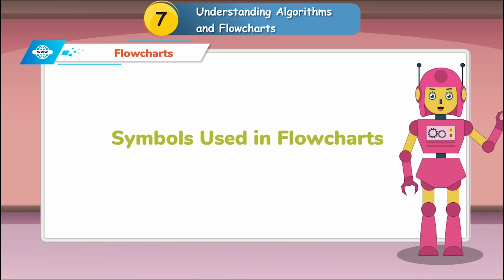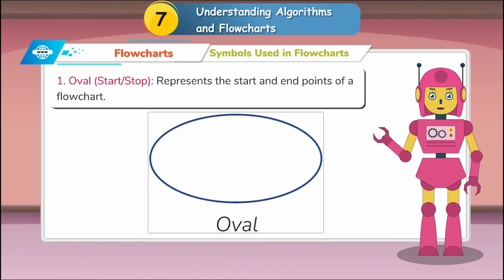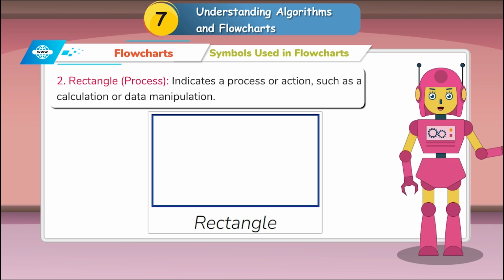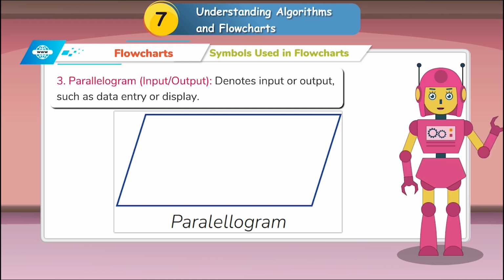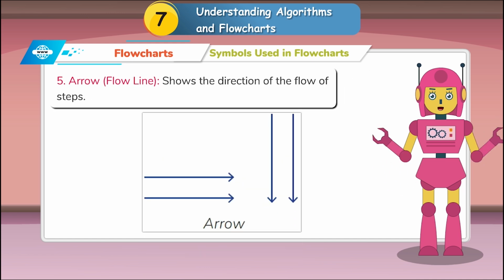Symbols used in flowcharts. Flowcharts use standard symbols to represent different actions. 1. Oval, start-stop, represents the start and end points of a flowchart. 2. Rectangle, process, indicates a process or action, such as a calculation or data manipulation. 3. Parallelogram, input-output, denotes input or output, such as data entry or display. 4. Diamond, decision, represents a decision point where a question is posed and the flow branches based on the answer. 5. Arrow, flow line, shows the direction of the flow of steps.